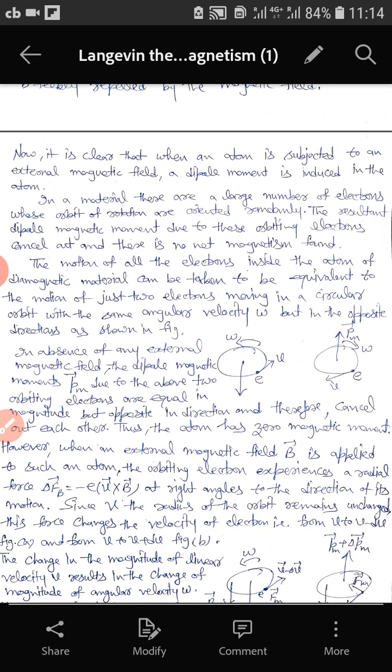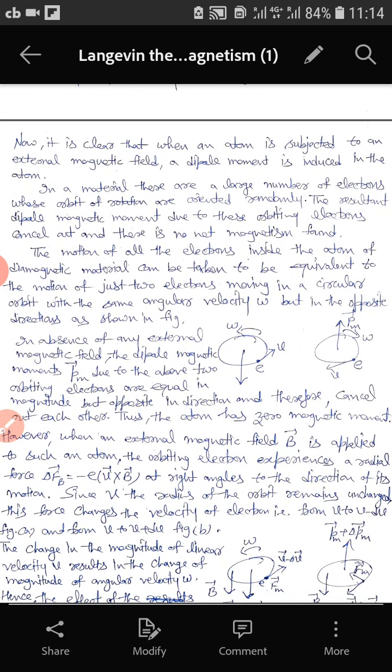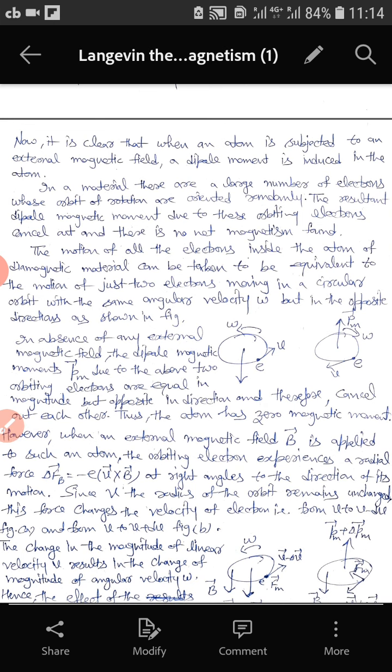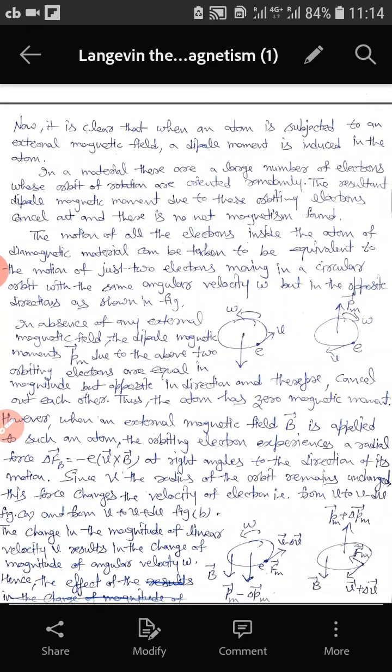The motion of all the electrons inside the atom of a diamagnetic material can be taken to be equivalent to the motion of just two electrons moving in a circular orbit with the same angular velocity omega, but in the opposite direction as shown in the figure. So all the atoms having two electrons in their outer orbit will be considered as diamagnetic material, and for them the electron motion will be like this. One is clockwise and the other is anti-clockwise.